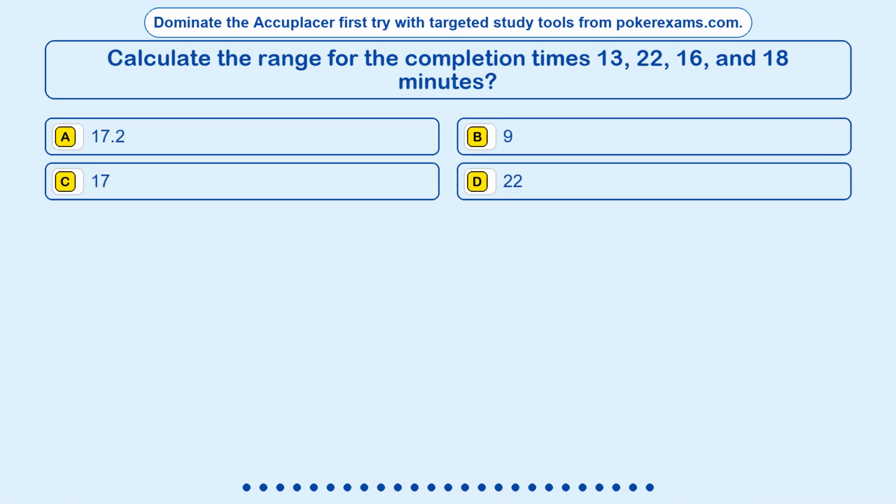Question 9. Calculate the range for the completion times 13, 22, 16, and 18 minutes. Option A, 17.2. Option B, 9. Option C, 17. Option D, 22.